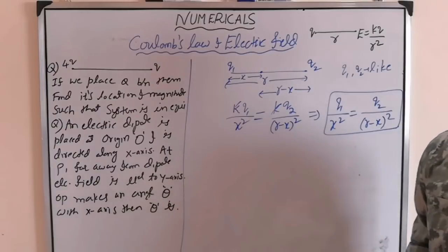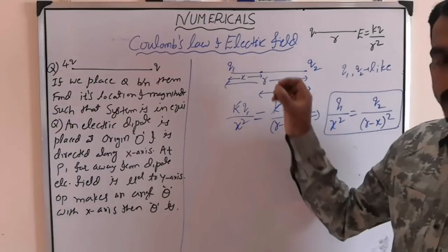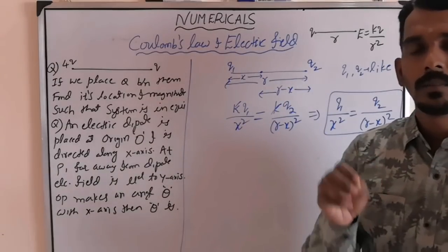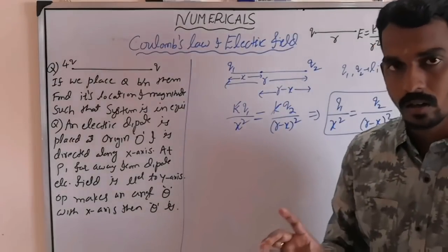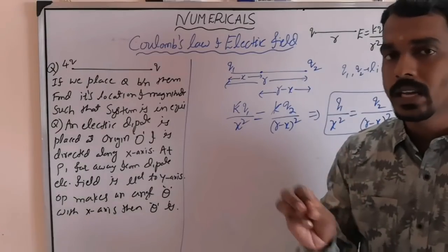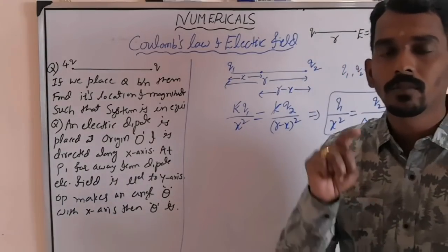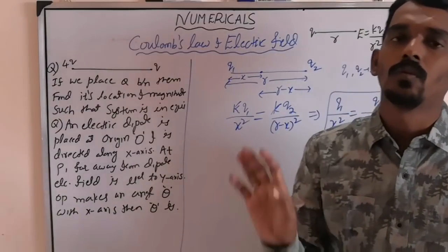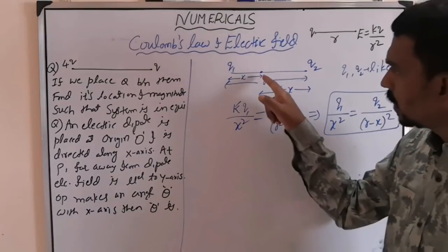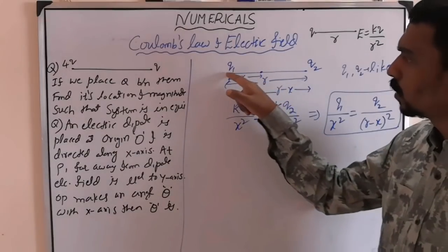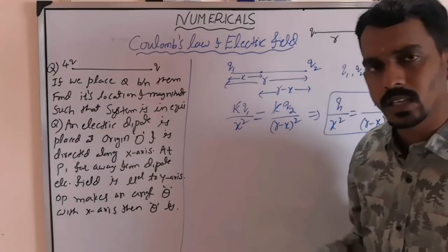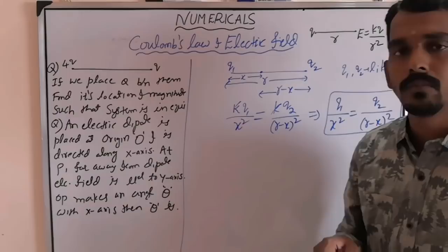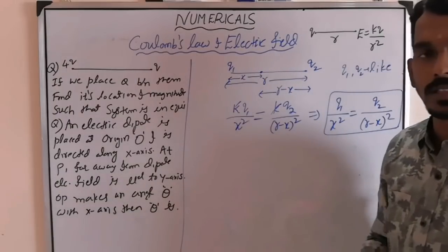So that is what they will ask you. What is the null point, or the point where the electric field will become 0, or the point where the third charge must be placed so that it experiences 0 force? Because at this point, if the field due to this and this both are 0, then what is the force experienced by a charge placed at this point?